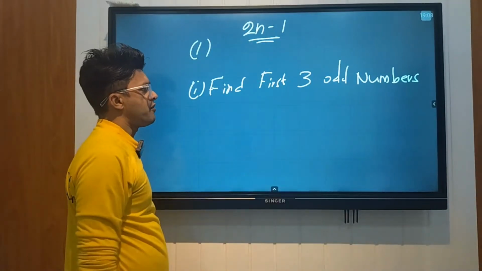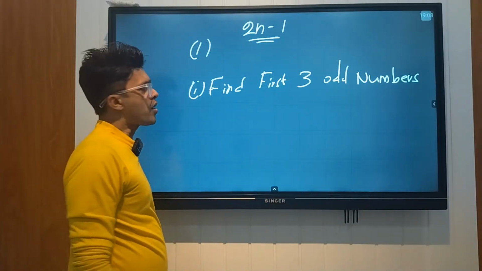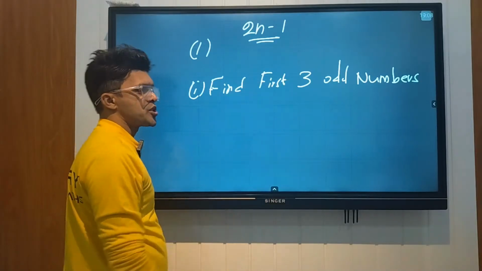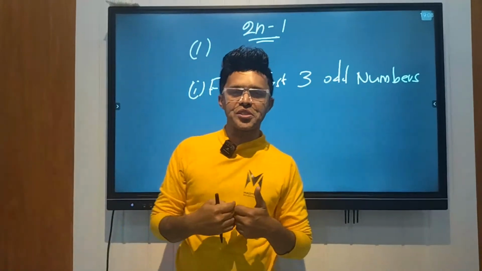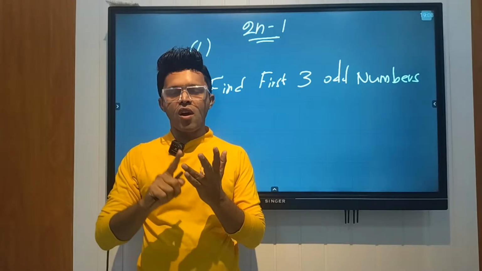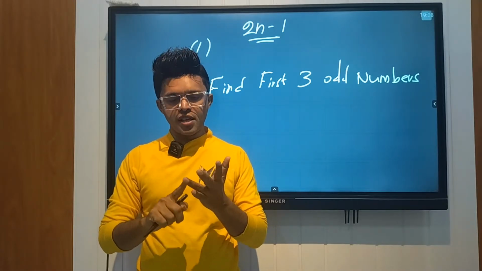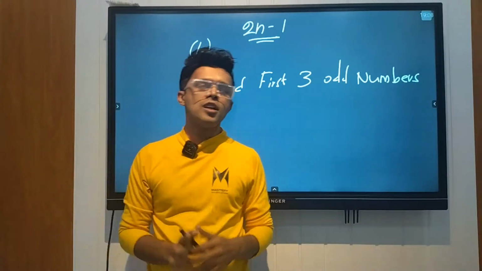Find first three odd numbers. Already you know the first three odd numbers. The first odd number is 1, the second one is 3, the third one is 5, the fourth one is 7: 1, 3, 5, 7, and so on.